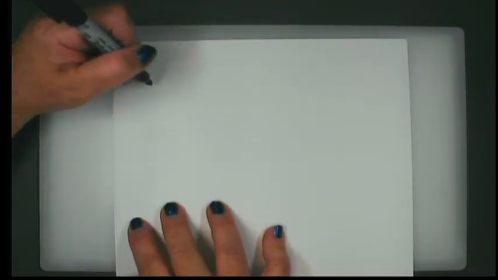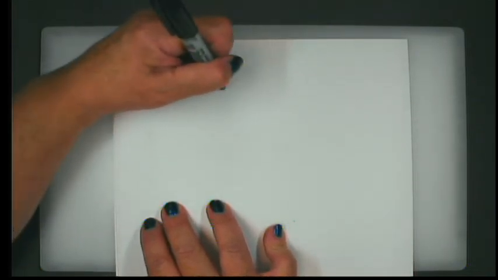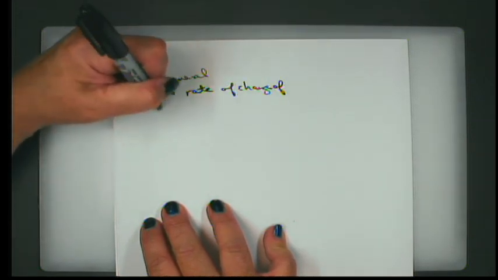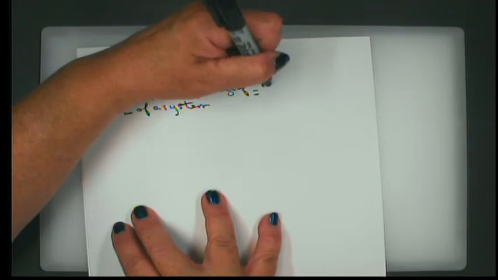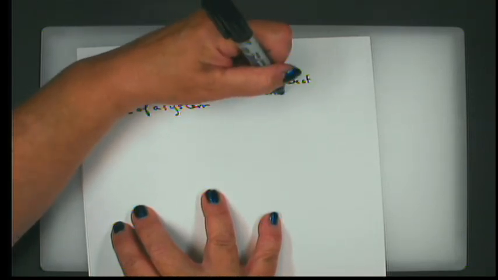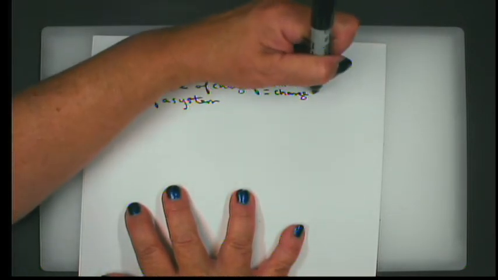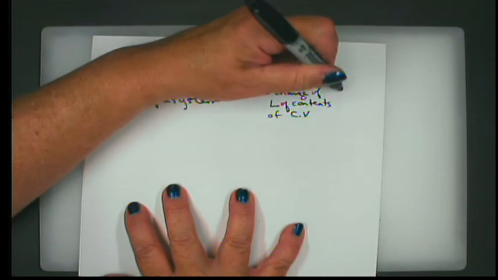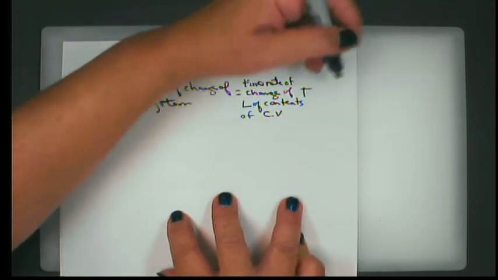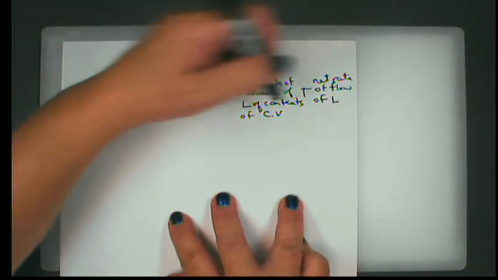All right, so to explain this in terms of English, we could say, in general, the time rate of change of linear momentum of a system will be equal to the time rate of change of the linear momentum of the contents of the control volume plus the net rate of flow of linear momentum through the control surface.